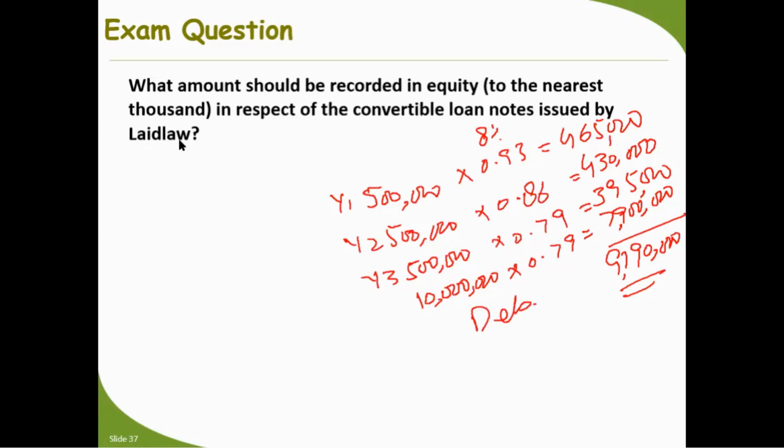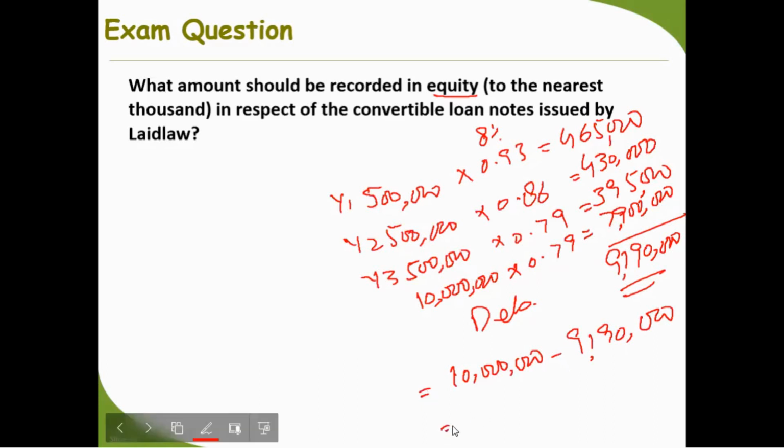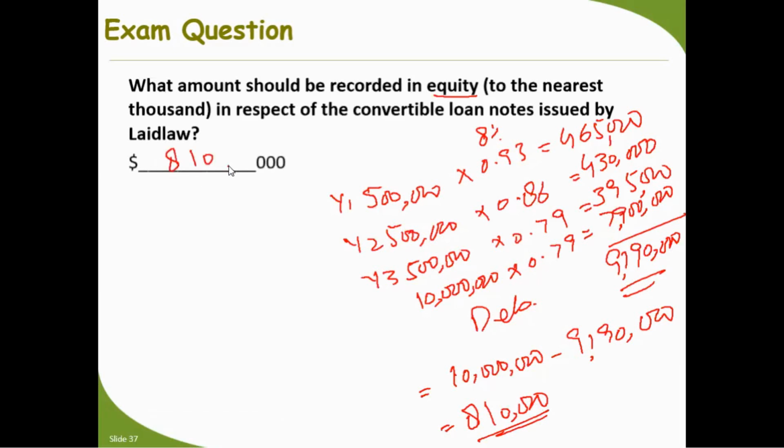Now the question is about equity. So from the principal amount, which is 10 million, we will subtract this amount, 9,190,000. The balancing figure is equity, which equals 810,000. Now this is your equity figure, 810,000.